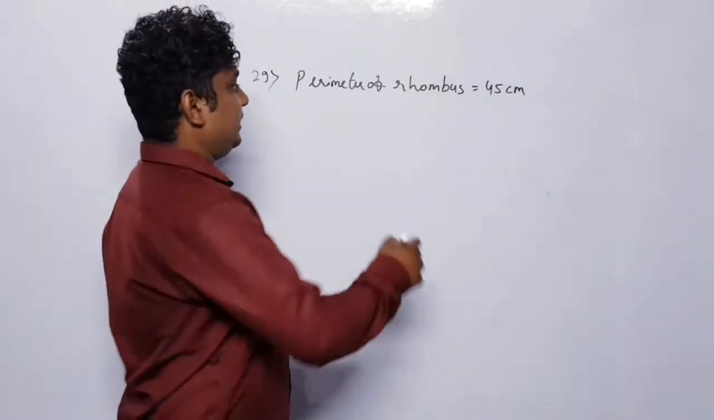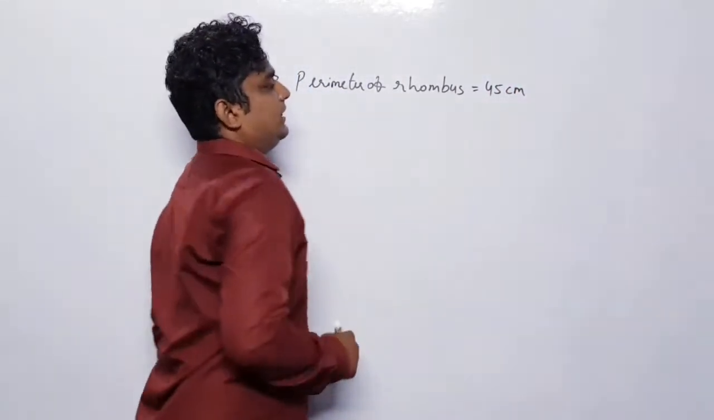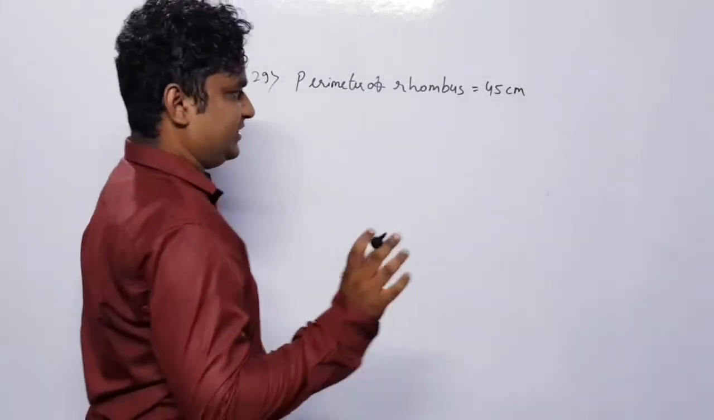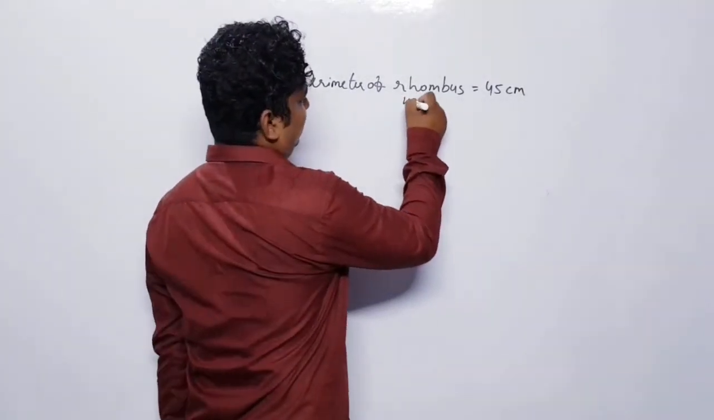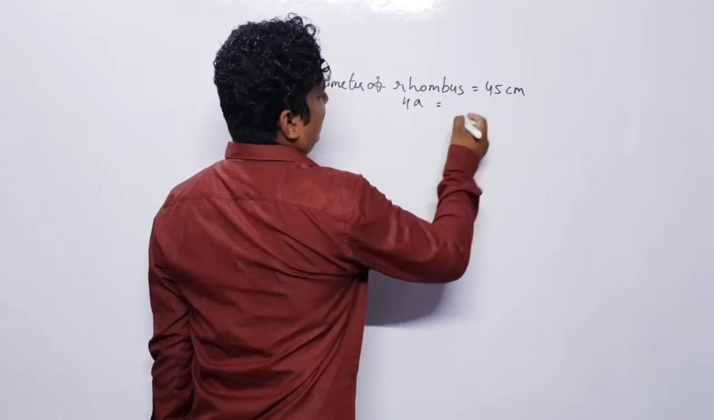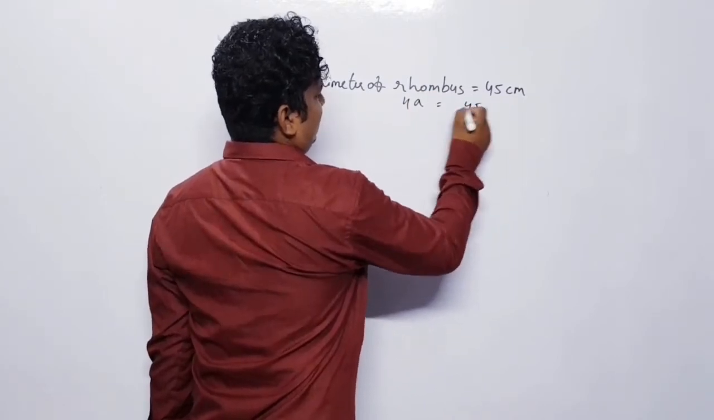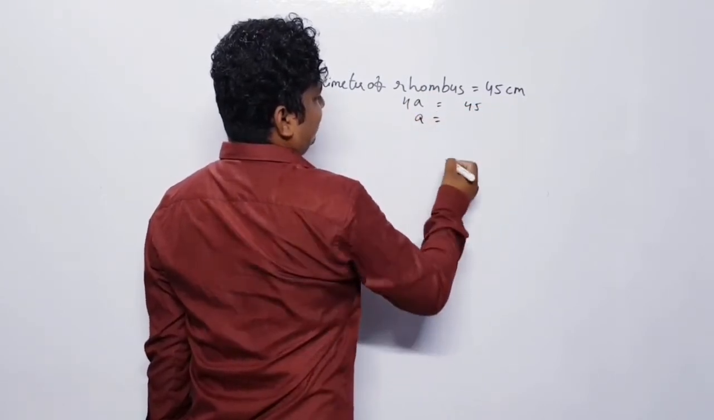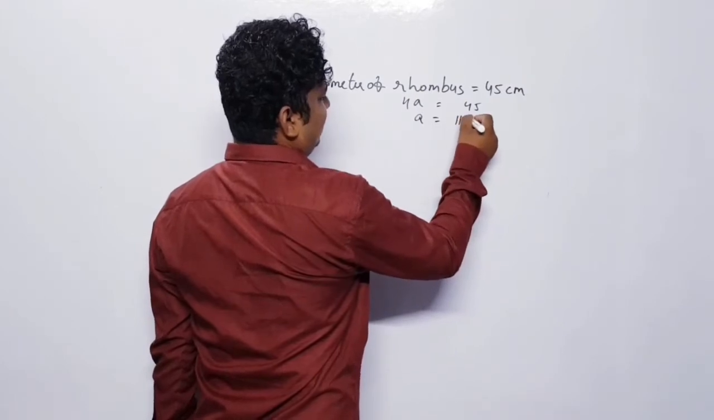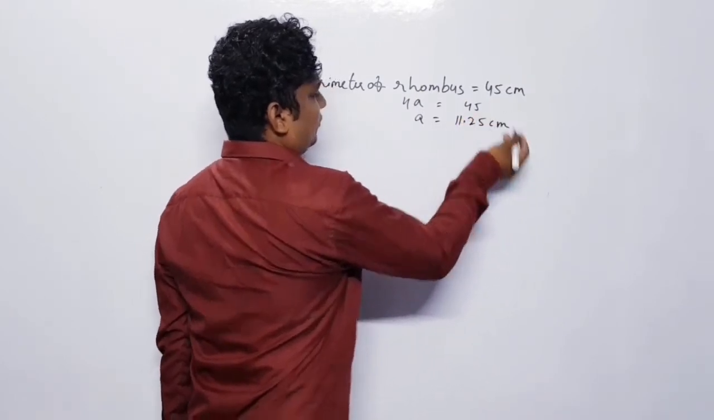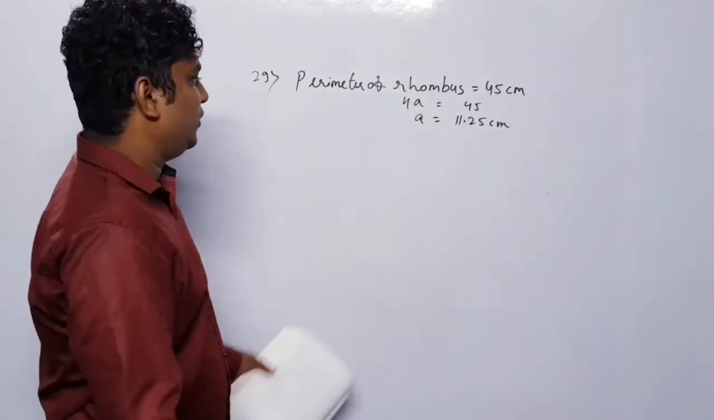And one more thing that we can say is that all the sides of a rhombus are equal. So let this be 4A, that is equal to 45. So A, when we divide 45 by 4, then 11.25 centimeter will come. One of the sides of the rhombus is 11.25 centimeter.